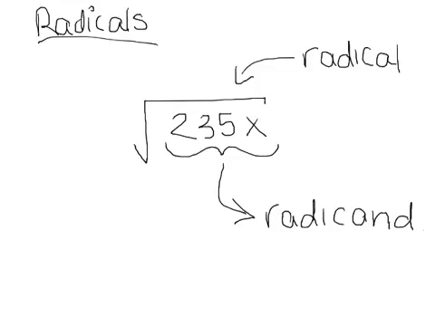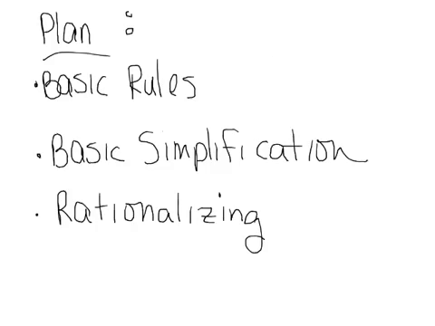All right, let's do a lesson on radicals. First of all, what's a radical? This right here, we've always called it a square root. It's technically a radical. And what's underneath the square root is called the radicand. Okay, radical, radicand. Our plan for this video, I'm going to go over some basic rules, which I need you to write down. We're going to do some basic simplification and some rationalizing.